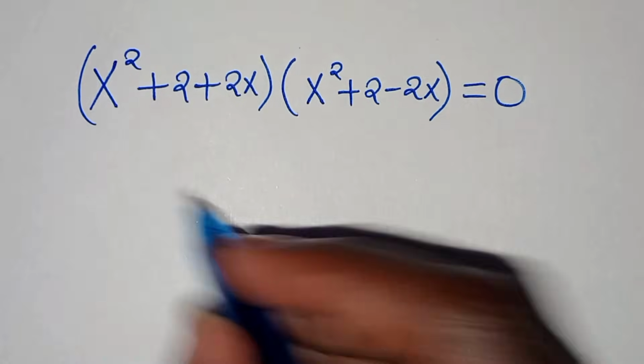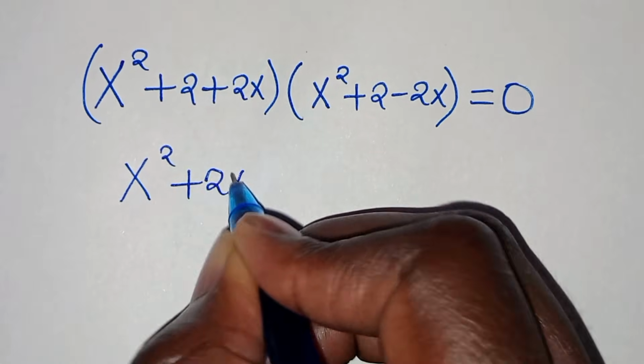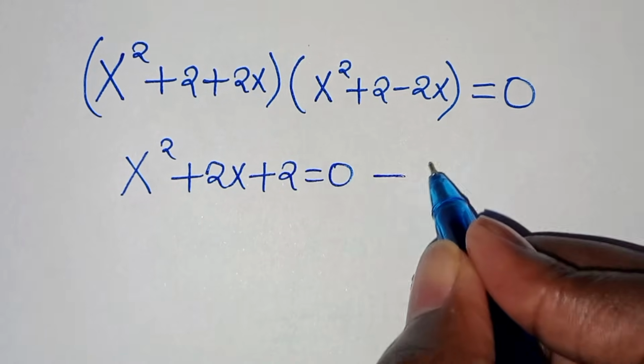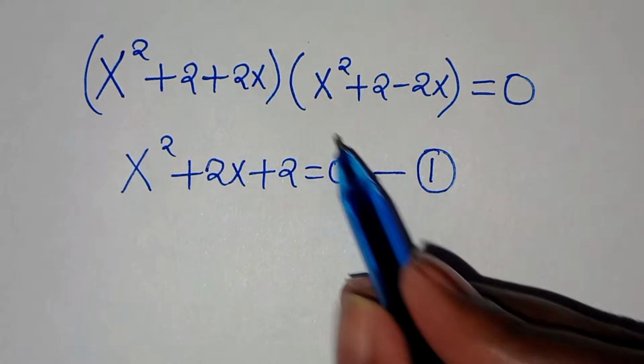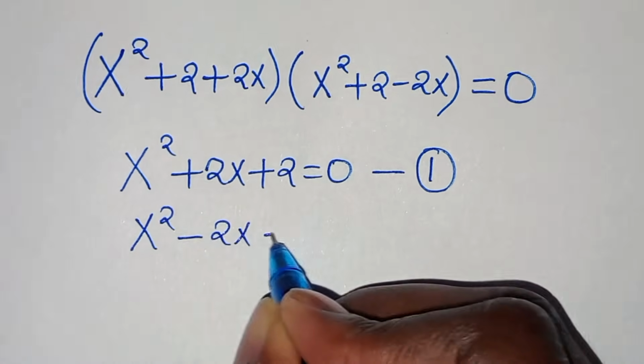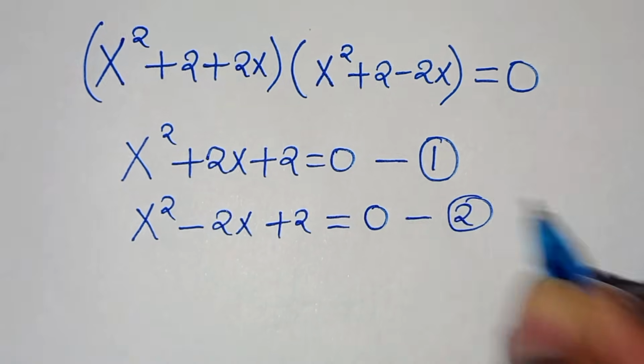Now we can express this as x to the power of 2 plus 2x plus 2 equals 0. Let's call this case 1. And we have x squared minus 2x plus 2 equals 0. Let's call this case 2.